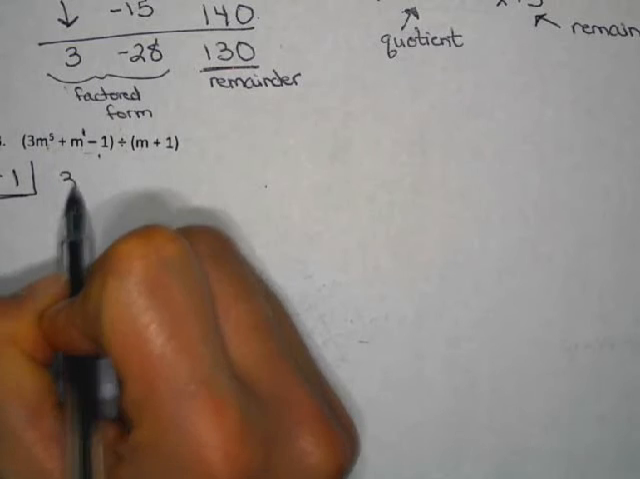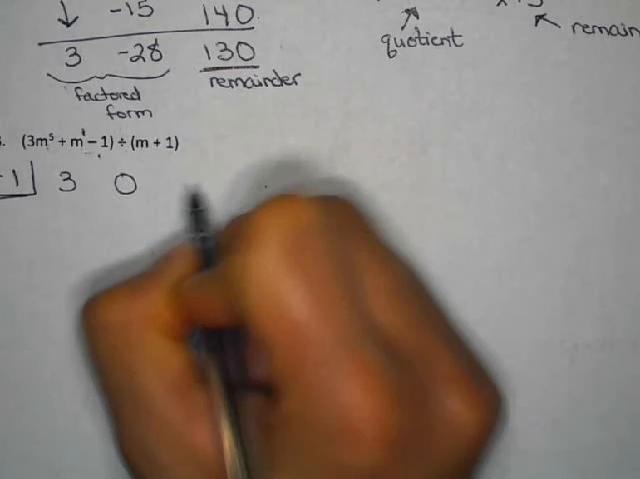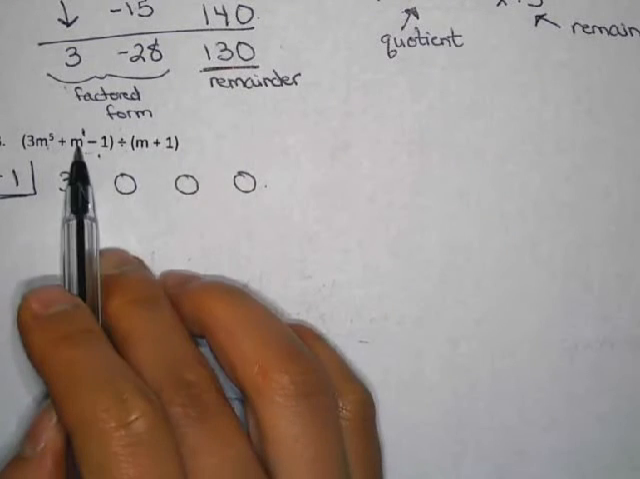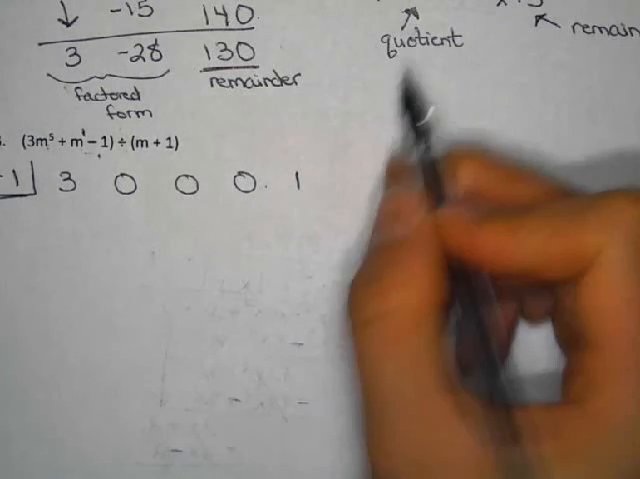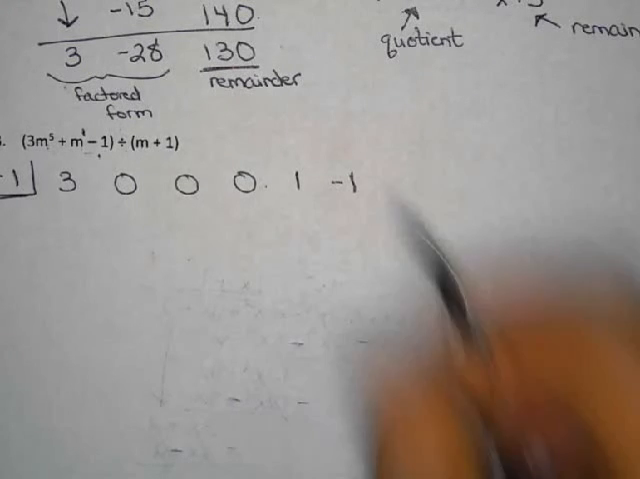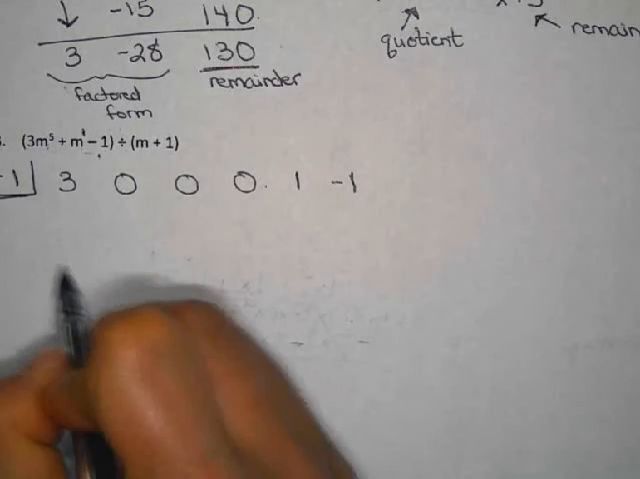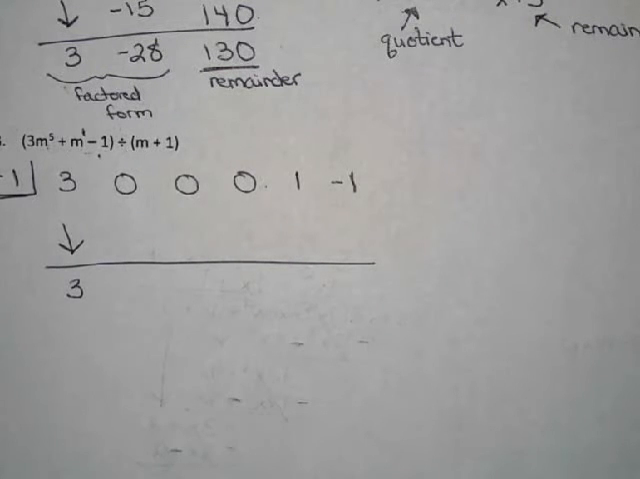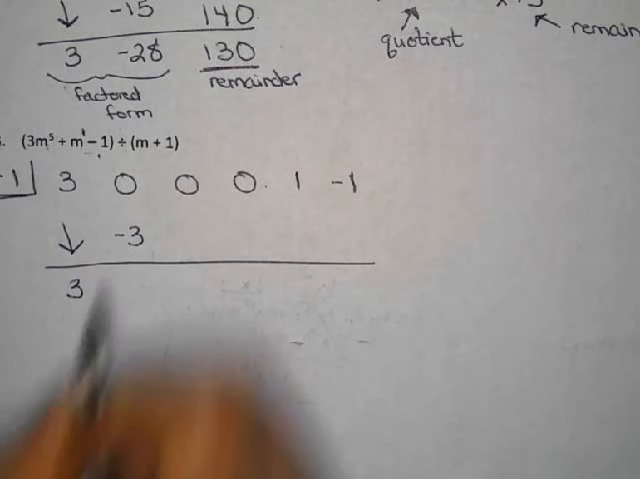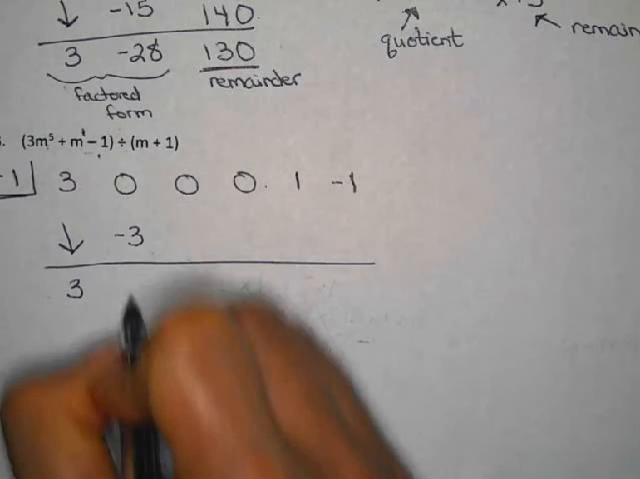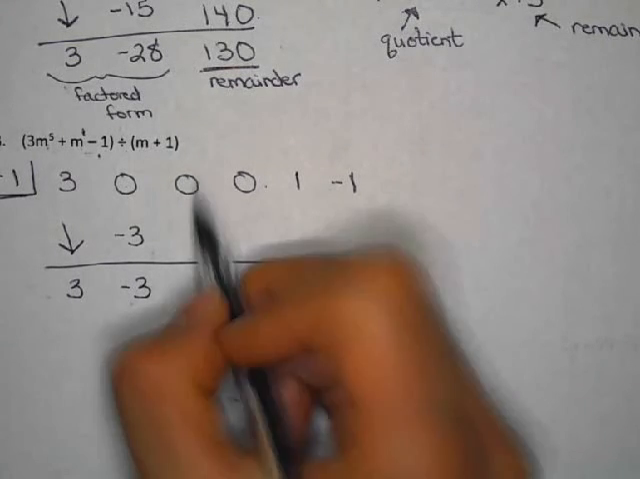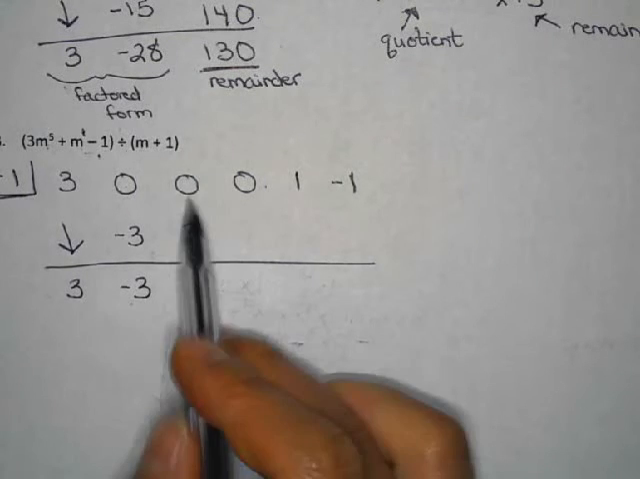So to the 5th power is 3. There's no 4. Nothing to the third power, nothing to the second power, and then to the first power is the 1 here, and then my constant of negative 1. Draw your line. I'm going to bring down this 3 here. Now we multiply. Negative 1 times 3 is negative 3. 0 minus 3 is negative 3. Negative 1 times negative 3 is positive 3.